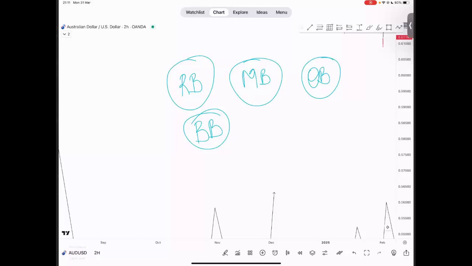So when you see BB anywhere in relation to trading, it means breaker blocks. When you see RB, it means reclaimed blocks. When you see MB, it means mitigation blocks. And when you see OB, it means order blocks. A lot of you are very familiar with order blocks because they are almost the same thing as demand and supply zones.